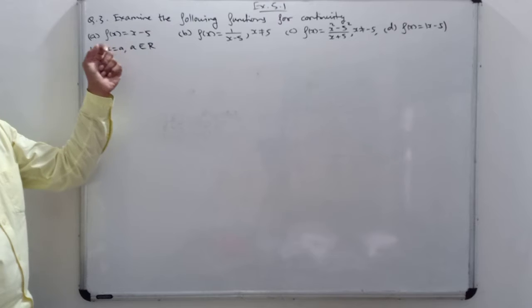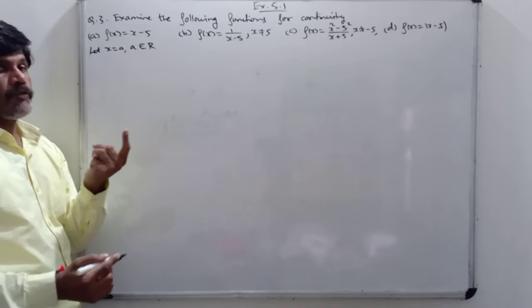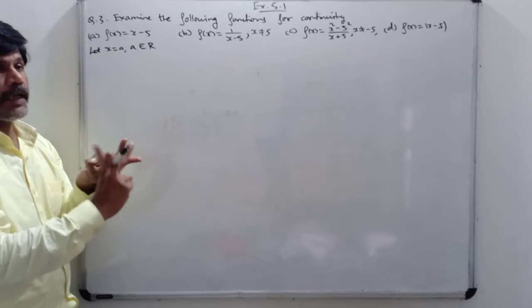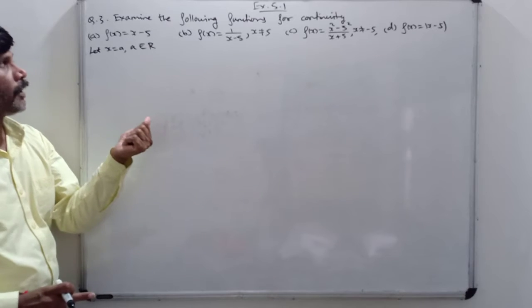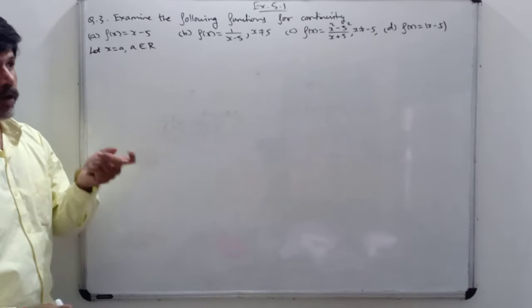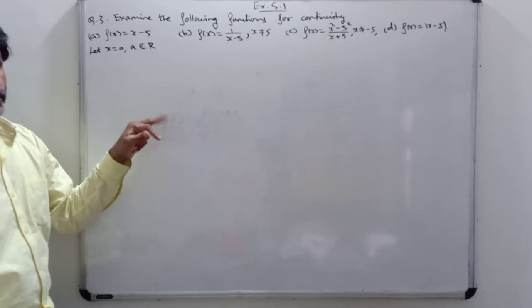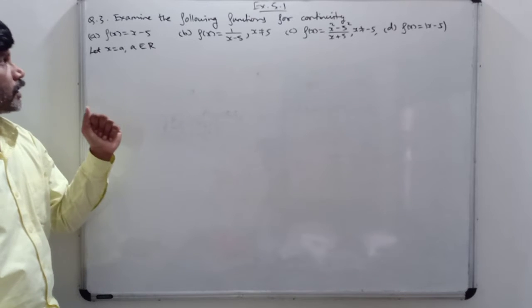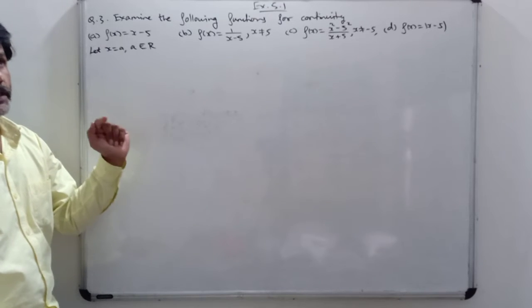So if you want to check the continuity, what are the three things you have to check? Left hand limit, right hand limit, and value of the function. If all three are the same, then we can say the function is continuous. Or if the limit of the function and the value of the function are both the same, then also we can say that the function is continuous. Limit exists means left hand limit is equal to right hand limit.